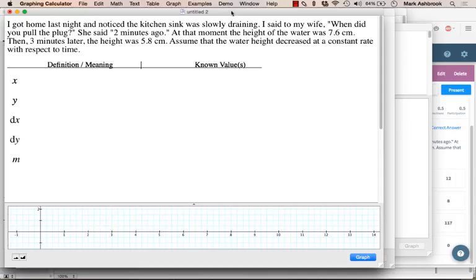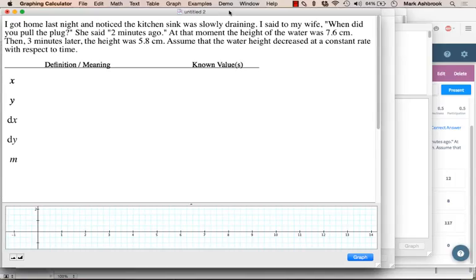So here we go. Here's our situation. The kitchen sink is slowly draining. My wife pulled the plug 2 minutes ago, and at that time the height was 7.6 centimeters. And then 3 minutes later, the height was 5.8 centimeters. Assume that the water height decreased at a constant rate.